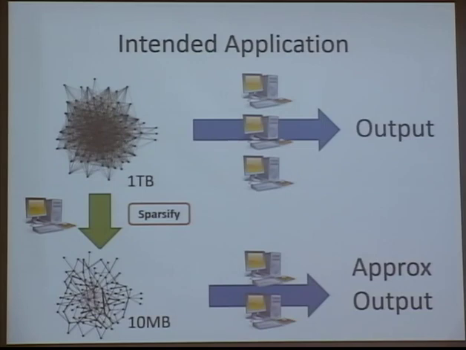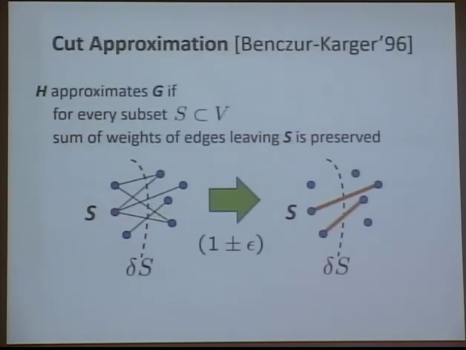Whether or not you can do this, of course, depends on what property you want to approximate, so what you mean by approximation. One of the first strong notions of approximation for which this was shown to be possible is cut approximation. This was introduced by Benczur-Karger in 1996, and Andrew talked about it this morning. He already defined it, but I'll define it again. This is relevant if you're interested in the combinatorial structure of a graph.